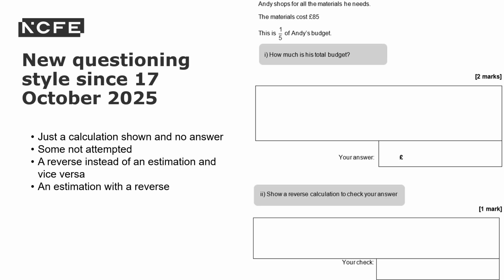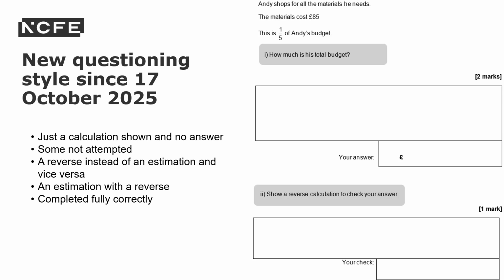Now, there were also some responses with an estimation and a reverse, which is not required, but they were awarded the mark. Please don't use this as your best strategy. If it asks for an estimation, just do an estimation. If it asks for a reverse calculation, just do a reverse calculation. There is no need to do both. And obviously there were some that were completed fully correctly, and these got the mark.